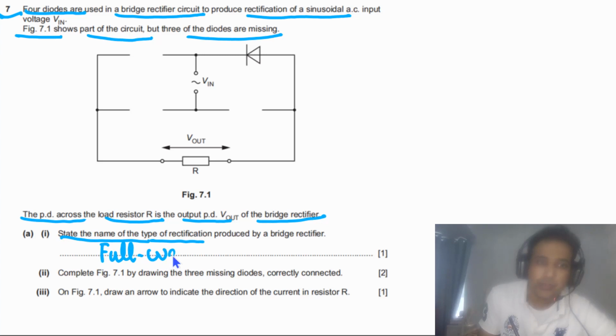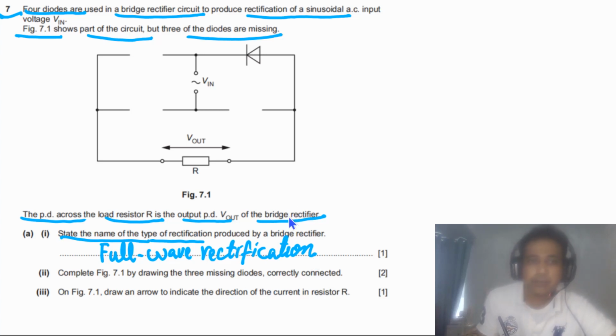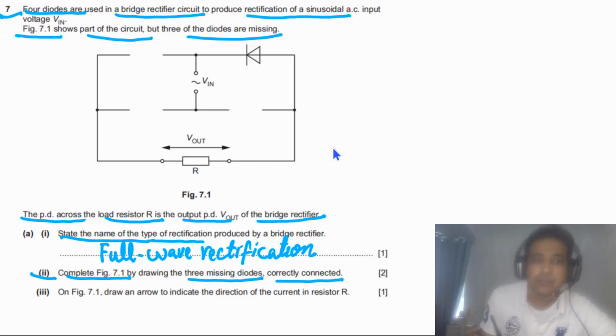So simply we can write here full wave rectification, because with the help of a bridge rectifier we can produce full wave rectification. A bridge rectifier consists of 4 diodes. For the second part, we need to complete figure 7.1 by drawing the 3 missing diodes correctly connected. Before we answer this question, let me explain one simple point. Maybe they can ask you next time.